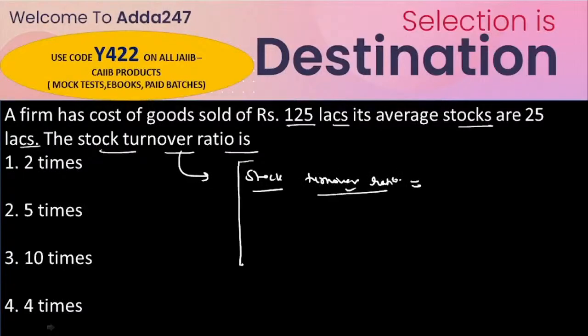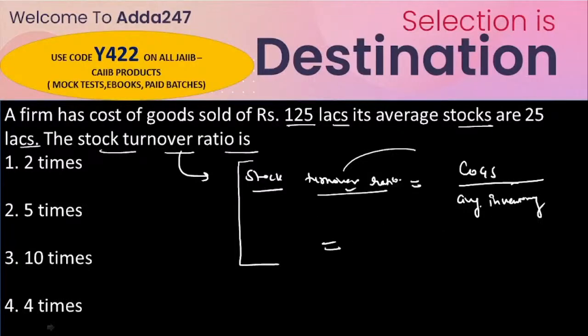Multiple times I have explained this. Turnover is related to our sales, and not every item from our factory gets sold. So we calculate the cost of goods sold, divided by the average inventory, or say average stock. That should be average stock.